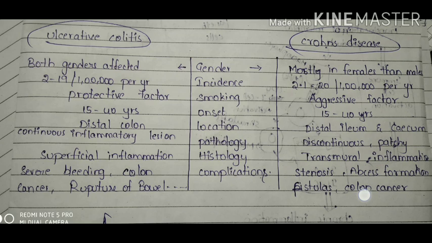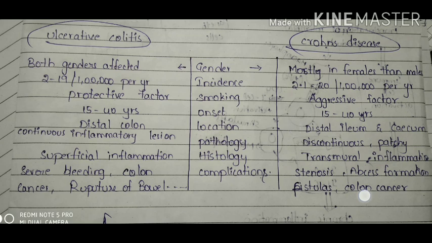In case of smoking, in ulcerative colitis it is a protective factor, whereas in Crohn's disease it is an aggravating factor, meaning smoking worsens the condition of Crohn's disease. Onset is the same for both conditions, which is 15 to 40 years. In case of location, ulcerative colitis occurs in the distal colon, and Crohn's disease occurs in the distal ileum and cecum.